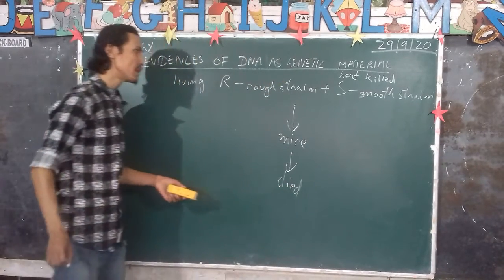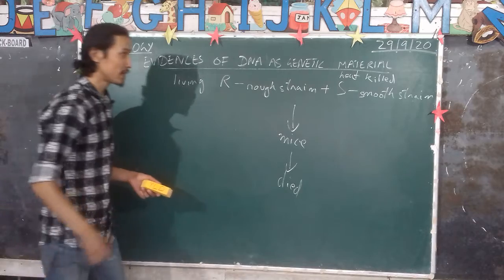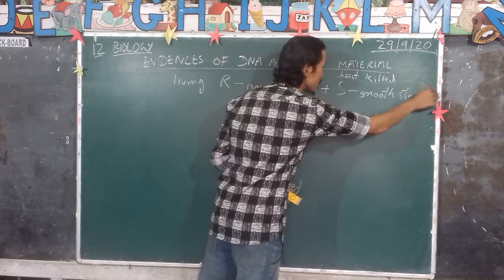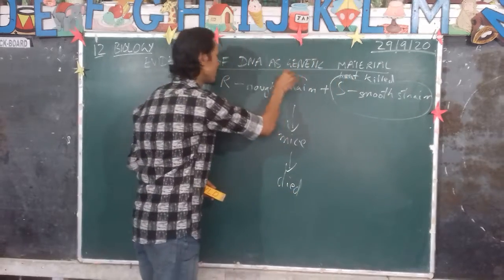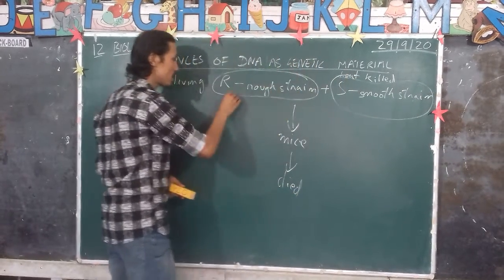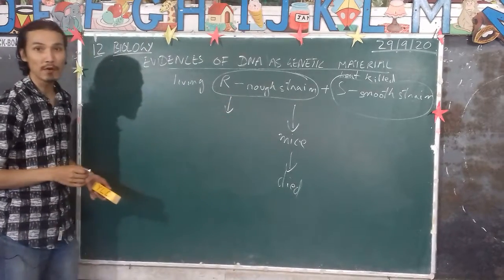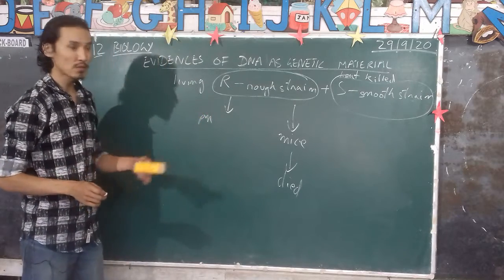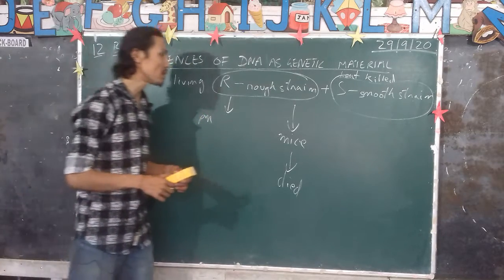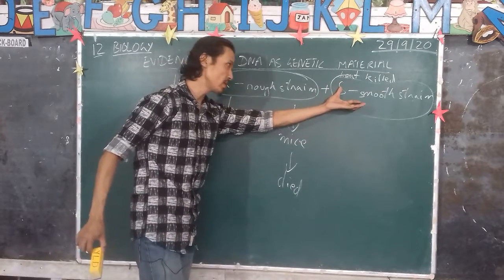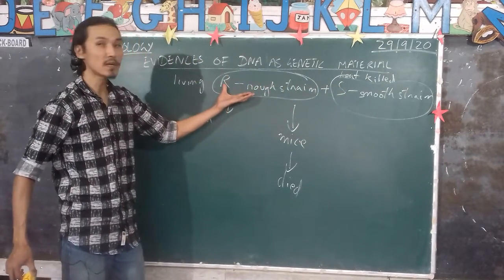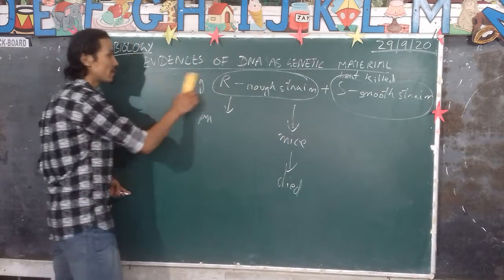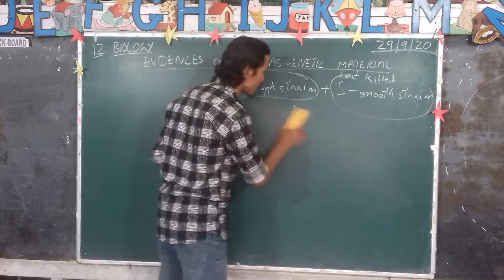So from this experiment, Griffith concluded that there was something responsible, by which the heat killed smooth strain transformed the rough strain into a virulent form. That means it was able to cause pneumonia. This is also known as the transforming principle, because the heat killed smooth strain was able to convert the rough strain and cause pneumonia, which led to the death of the mice. This is the experiment by Frederick Griffith.